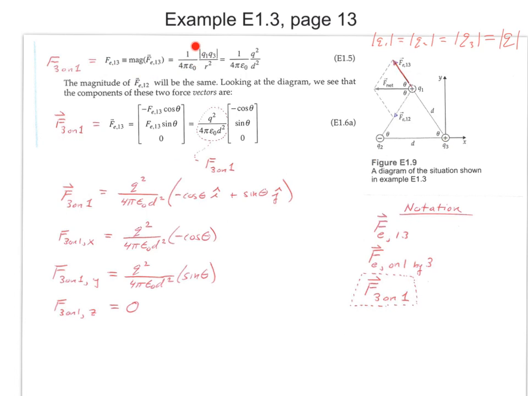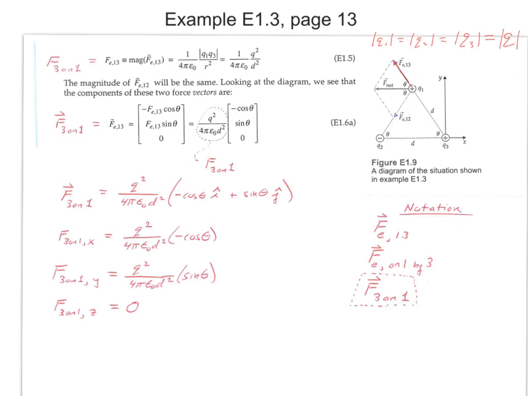So we've got 1 over 4 pi epsilon naught, or alternately, you can use the electrical constant K. We've got the absolute value of the product of the charges involved, charge 3 and charge 1 in this case. We've got the square of the separation between them. All of this is the magnitude of the electrical force that charge 3 exerts on charge 1. The separation r between them, that's d in this case. So we've got 1 over 4 pi epsilon naught d squared.